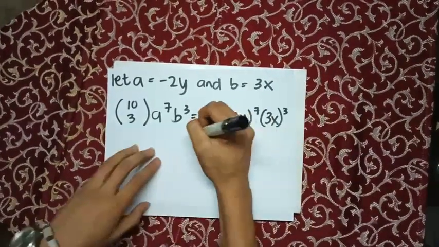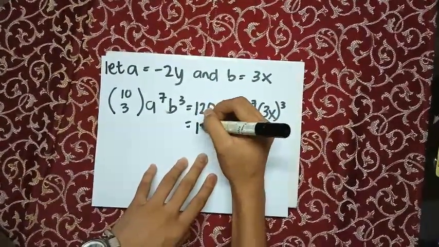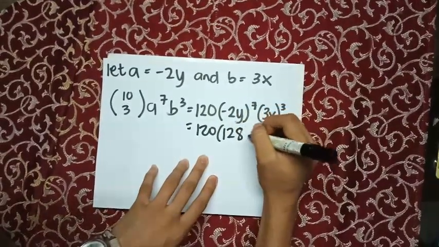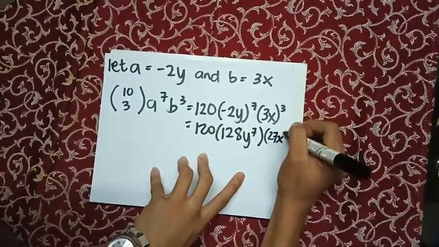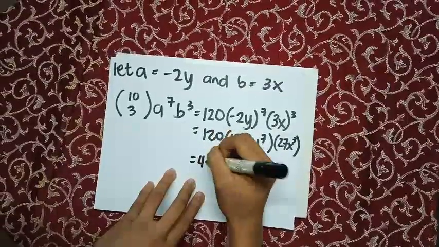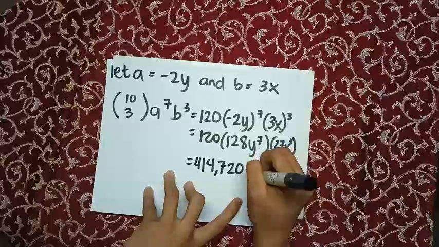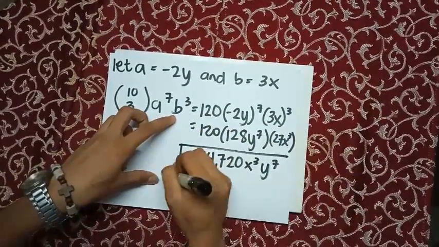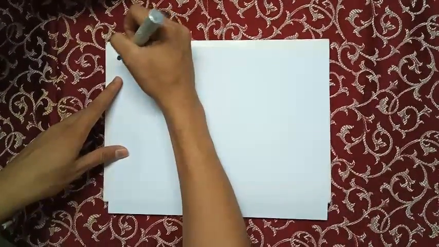Evaluating the problem, 120 times the quantity negative 128 y raised to 7 times the quantity 27 x cubed, and we will get negative 414,720 x cubed y raised to 7. Let's go to determining the coefficient.